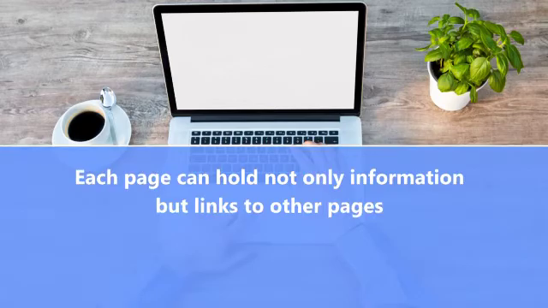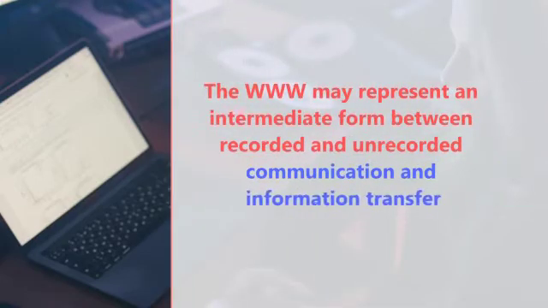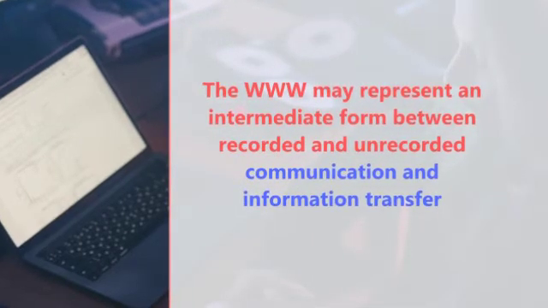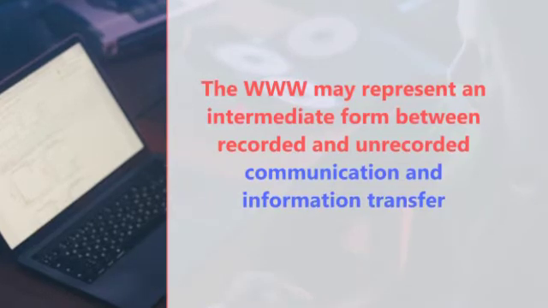Within the web, the information is stored in pages. Each page can hold not only the information but links to other pages. In each page, a particular word or sequence of words is highlighted, and other information related to those words is in some other pages. This means that the web server at that location requests the new page and then displays it on the screen. Now, triple W may represent an intermediate form between recorded and unrecorded communication and information transfer.